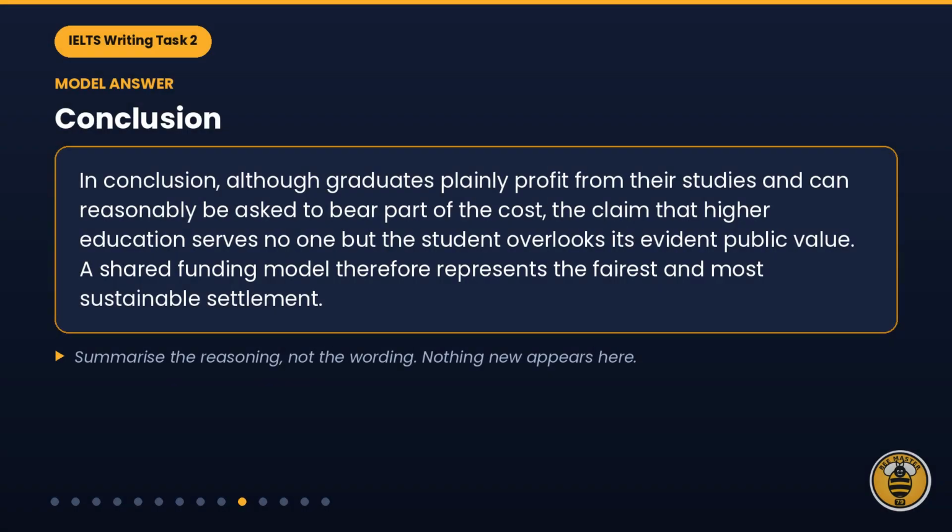And the conclusion. In conclusion, although graduates plainly profit from their studies and can reasonably be asked to bear part of the cost, the claim that higher education serves no one but the student overlooks its evident public value. A shared funding model therefore represents the fairest and most sustainable settlement. Summarize the reasoning, not the wording, and add nothing new.